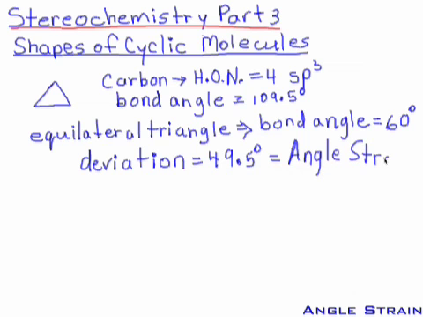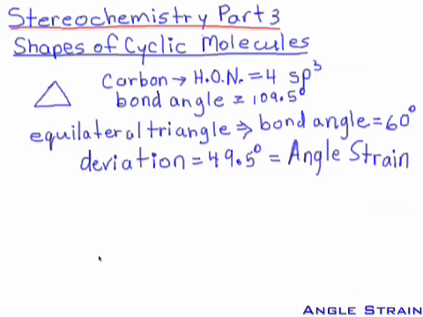Now, angle strain simply can be defined as a strain in a molecule caused by some factor that makes the bond angles deviate from normal. So any factor that causes this type of deviation is angle strain. Okay? It's a strain in a molecule caused by the deviation in the angle. The angle wants to be 109.5, and it can't be.